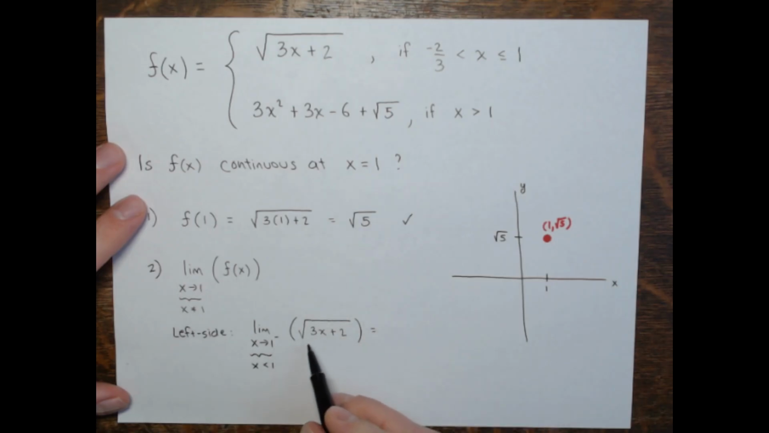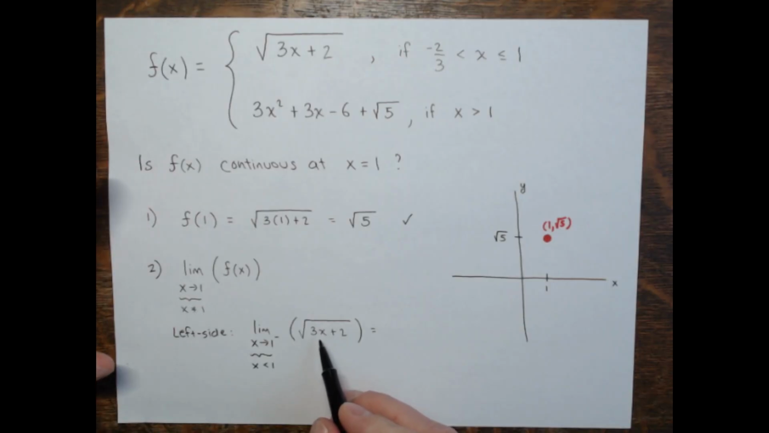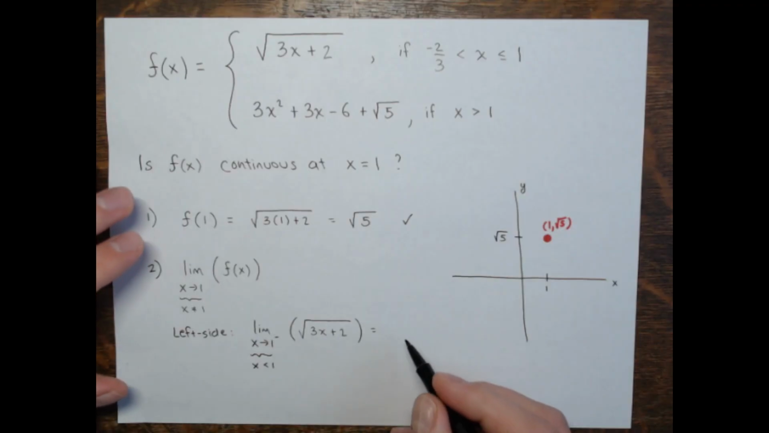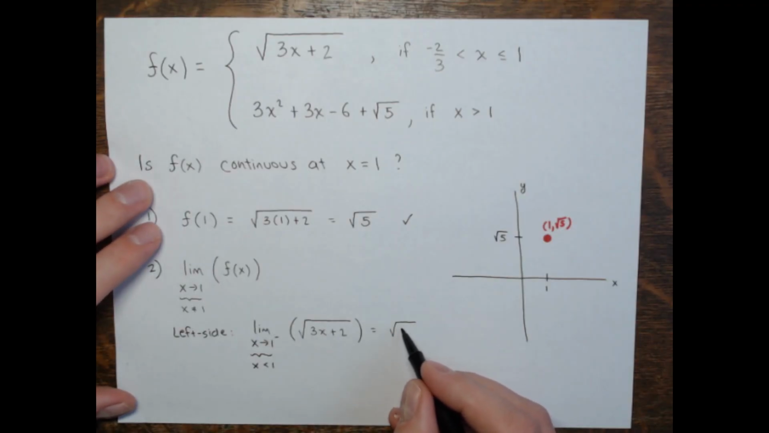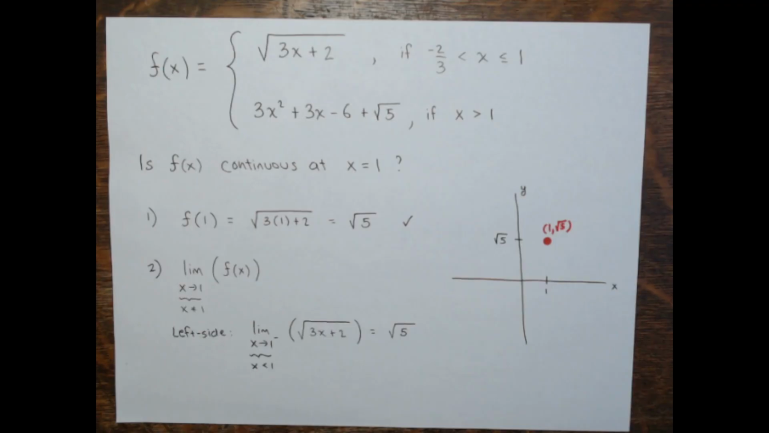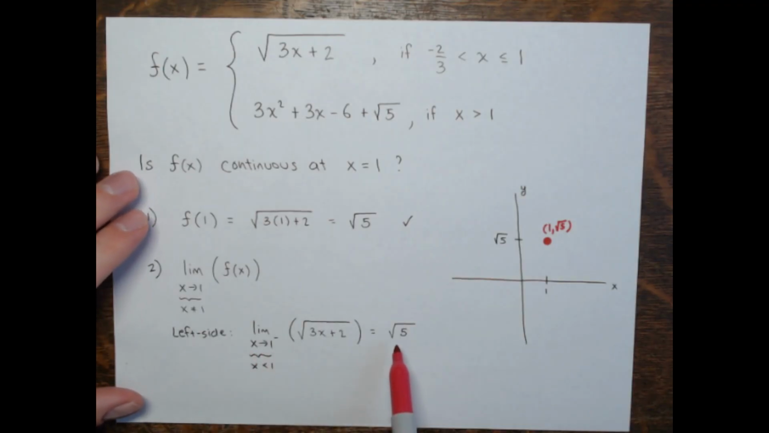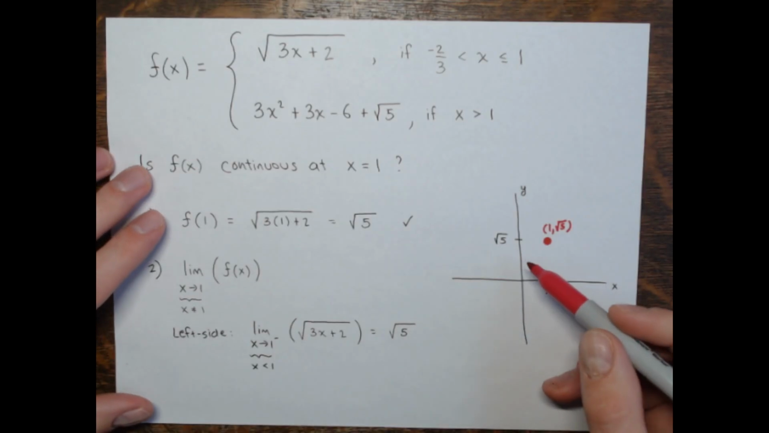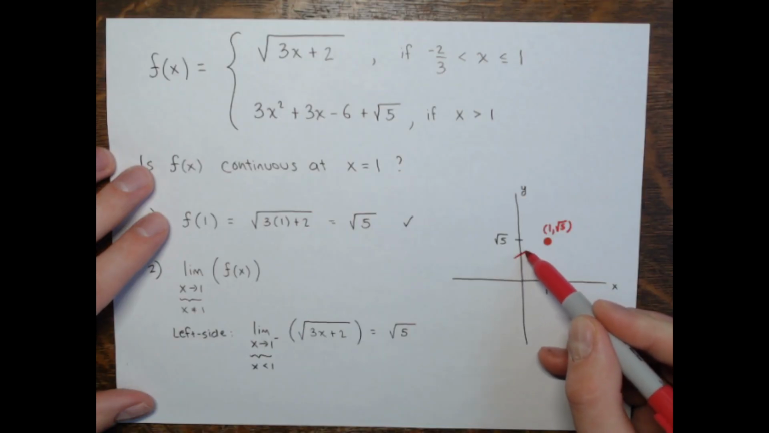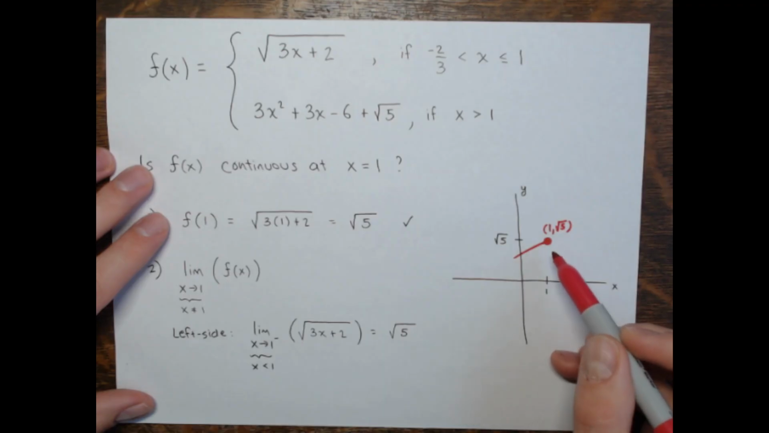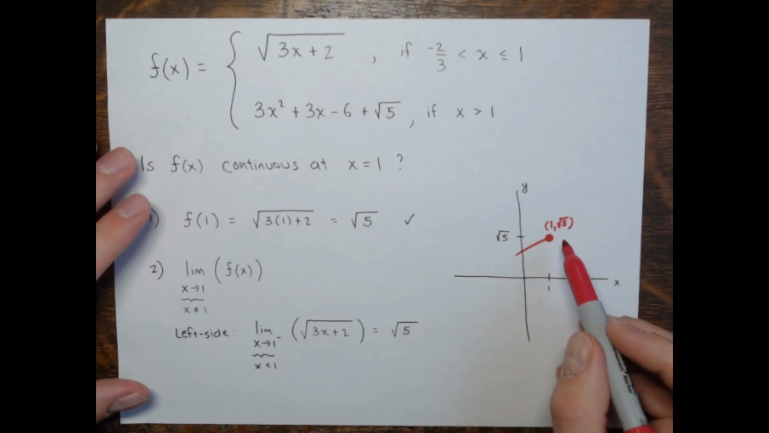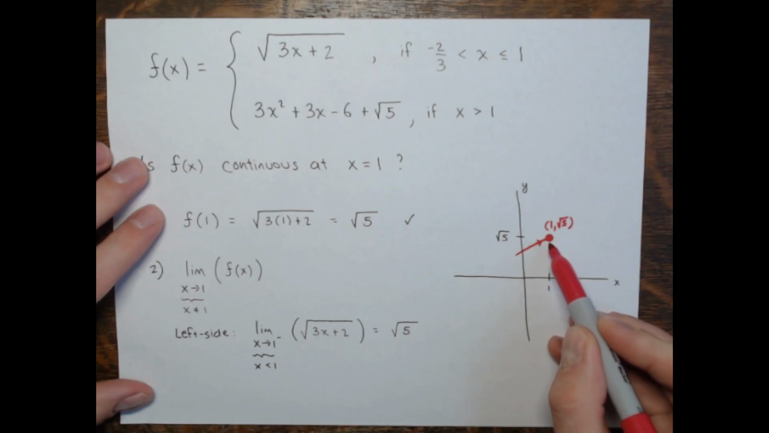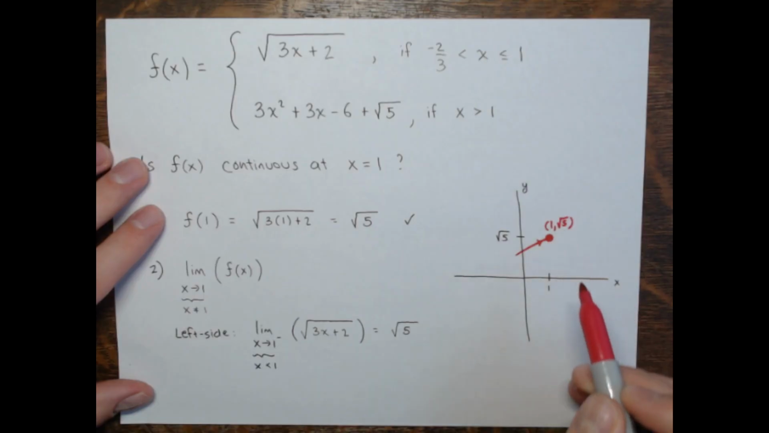And since 1 is in the domain of this, I can apply the limit laws and just do a direct substitution. And this would again be the square root of 3 times 1 plus 2, the square root of 5. So this is telling me that if I were to graph this, and again I'll show you a graph later, from the left side of 1, it might be coming from above. I'm not being super specific about this right now. But from the left side of 1, the graph is approaching this location with 1 comma square root of 5.